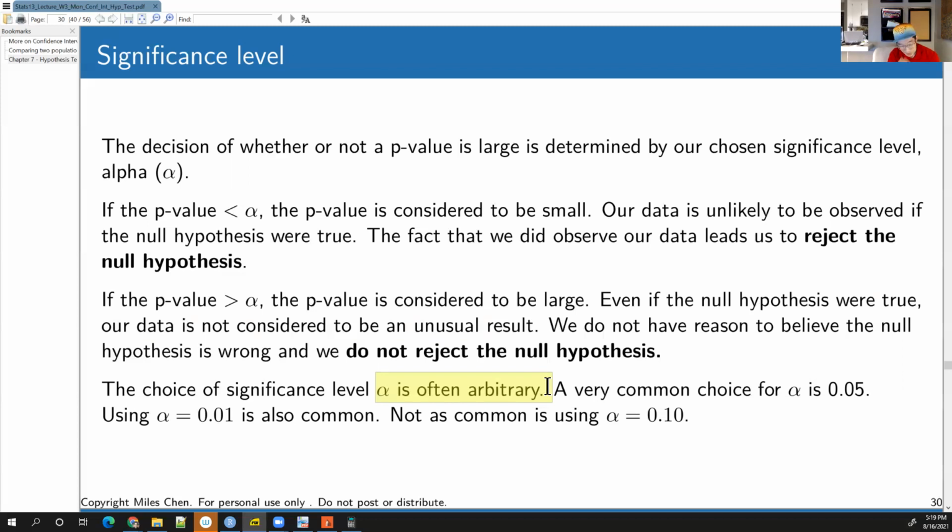Another common choice I would say is alpha is 1%. So people might be a little bit more conservative, or cautious, in terms of whether they want to reject or not reject the null hypothesis. And so they might be a little more cautious and use alpha only 1%. Okay. You can also have something like alpha 10%, but I would say that's fairly rare. You don't generally see alpha 10% very often.